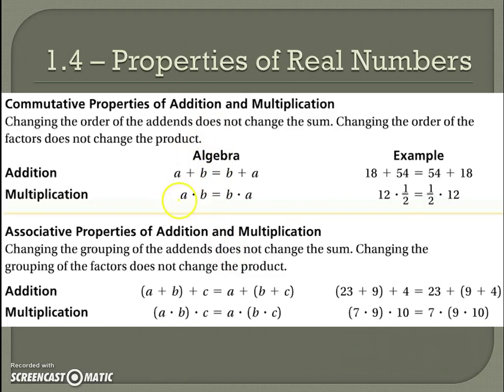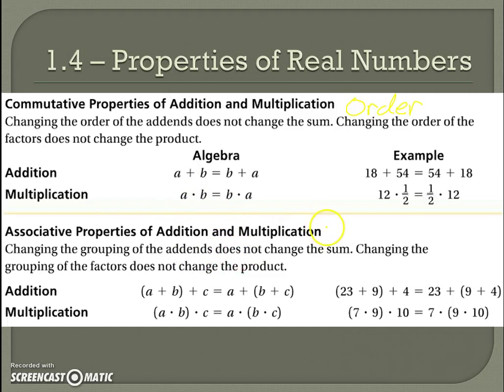So this first property is the commutative property. These properties should not be new to you, but this one, I kind of want you to have word association with this. So when you think commutative property, I want you to think order. In the commutative property for addition and multiplication, what this is saying is that the order that you add things does not matter. It does not change your sum, or for this, the product.